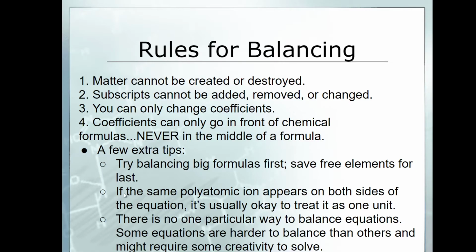Okay. If in a question you see the same polyatomic ion appear on both sides of the equation, so let's say you've got iron sulfate on one side of the equation and lead sulfate on the other, so FeSO4 and PbSO4. That SO4, the sulfate, you can just treat as one big chunk. You don't have to break it down into sulfurs and oxygens. You can just treat it as sulfates.